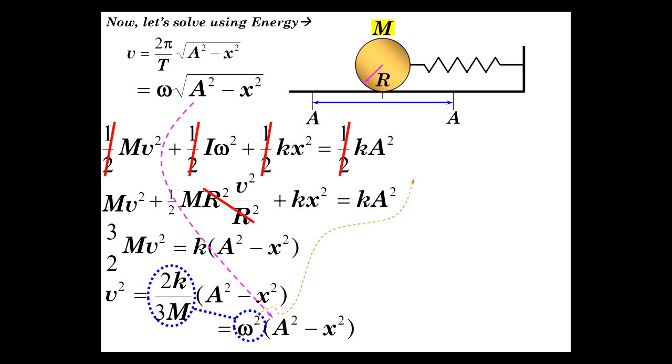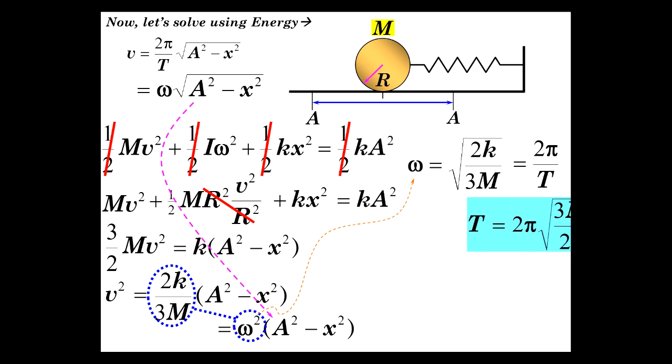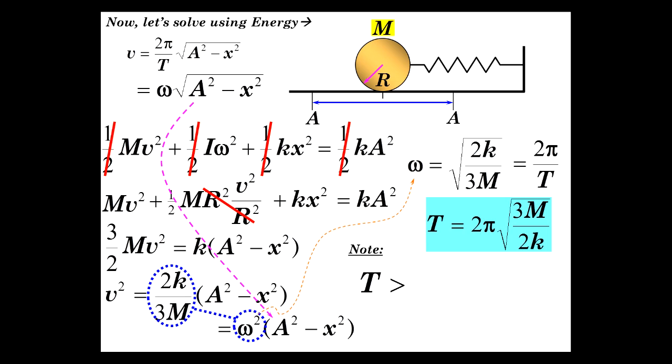So that's the connection. Omega squared is 2k over 3m. And so omega is the square root of that, which is 2 pi over T. Now we can solve for T. So we have the same period that we did solving for it dynamically, which we would expect. And note, as already mentioned, the period is greater than the regular spring mass system on a frictionless surface. And the reason is because of rotational inertia.